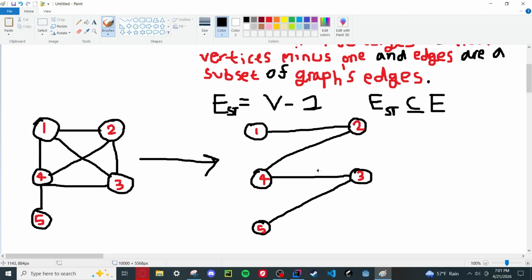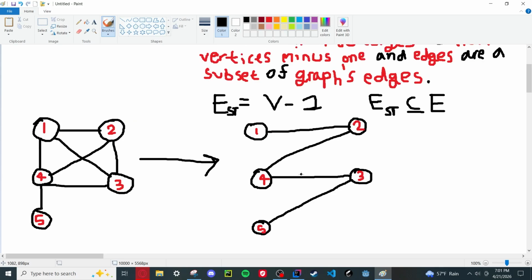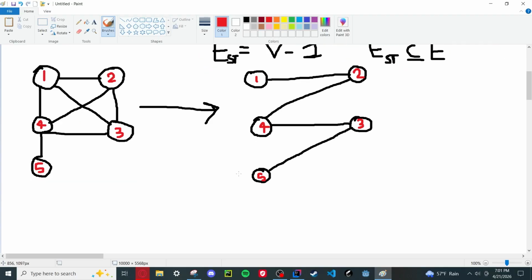So would this be considered a spanning tree? You might be saying 1, 2, 3, 4. That's 4, the right amount of edges. Everything's connected and it's acyclic. Then shouldn't it be a spanning tree? Well, remember that all of your edges in your spanning tree need to come from your original graph. This edge here, 5 to 3. Does that exist in the original graph? No. There is no 5 to 3 edge. Therefore, this is not a spanning tree.